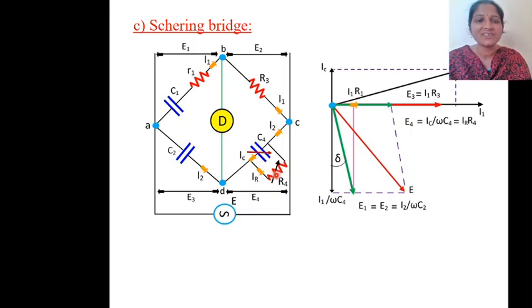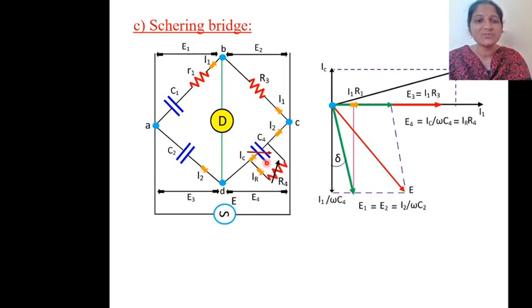R4 is a variable resistor. Now E1 is equal to I1 into Z1. So what is Z1 here? Z1 is equal to small r1 plus 1 by j omega C1, whereas for the second branch Z2 is equal to 1 by j omega C2, and Z3 is equal to R3.